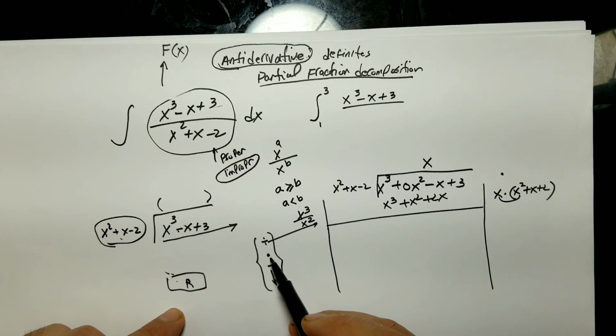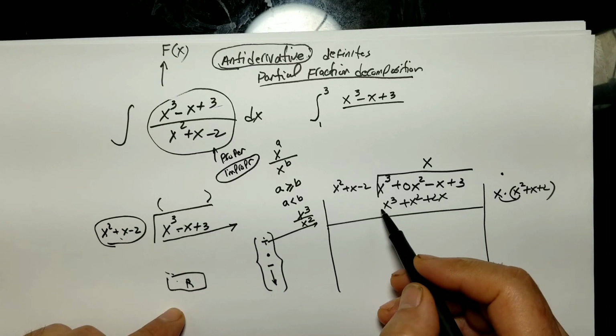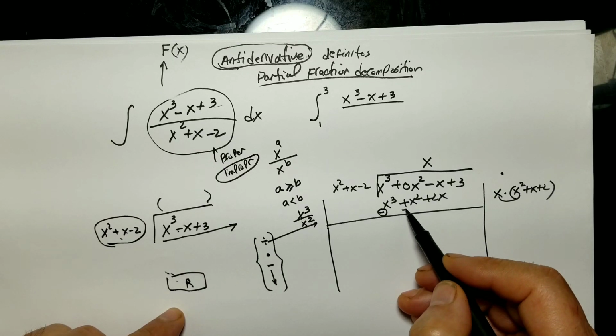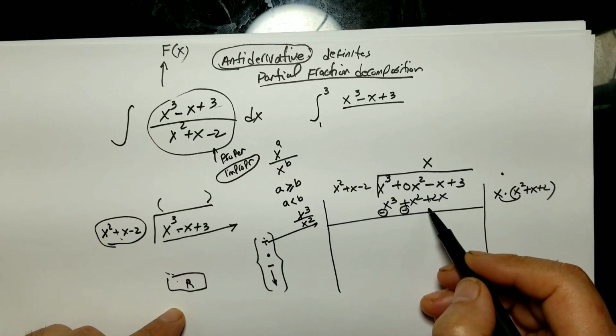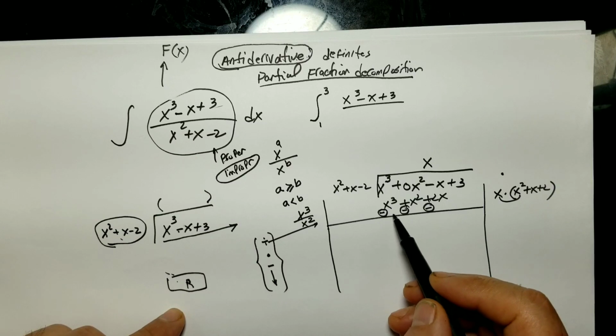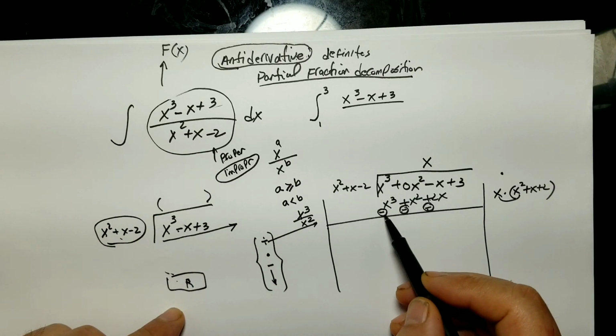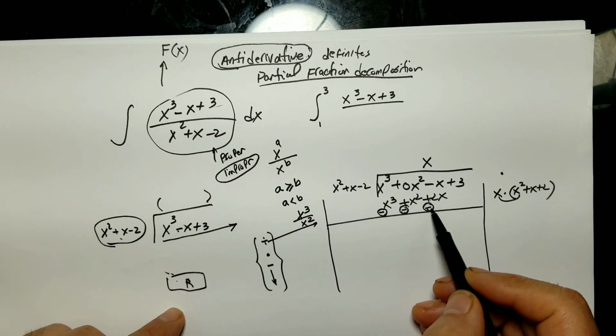I did divide, I did multiply, I need to subtract. A positive becomes a negative. A positive becomes a negative. A positive becomes a negative. I put them in a circle to remind me these are your new signs.